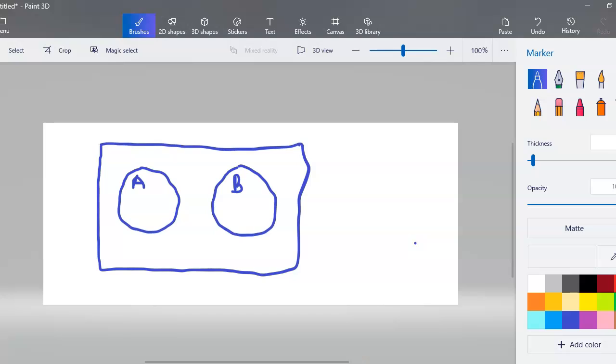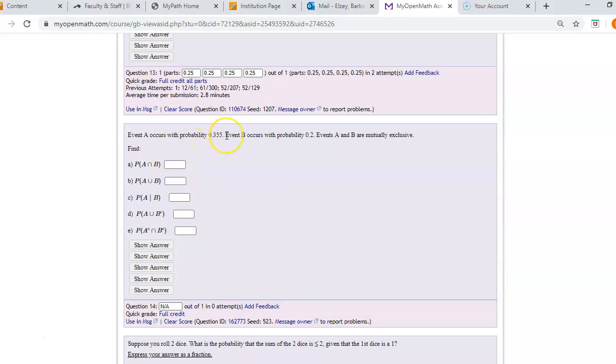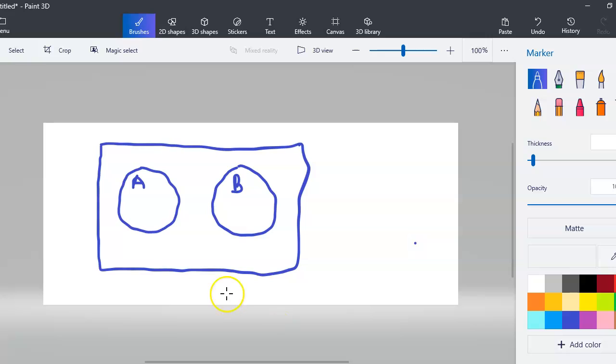All right, now let's go back for a second. A had a probability of 0.355 and B had a probability of 0.2. So going back to my picture, this one is 0.355, and then this one is hopefully a little easier to draw, 0.2 probability. Okay. Now, let's start answering the questions here.